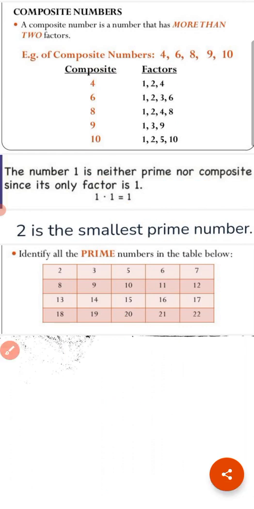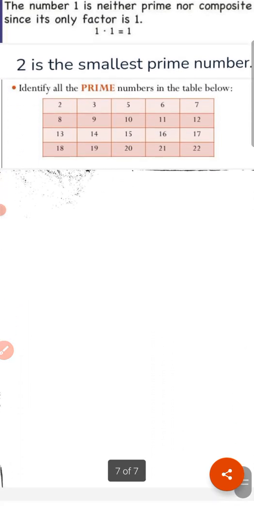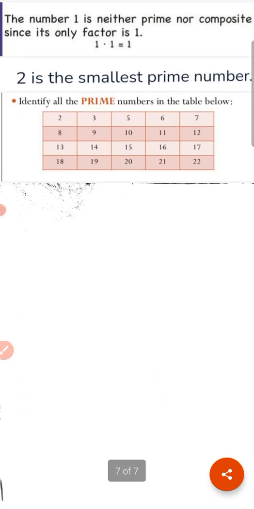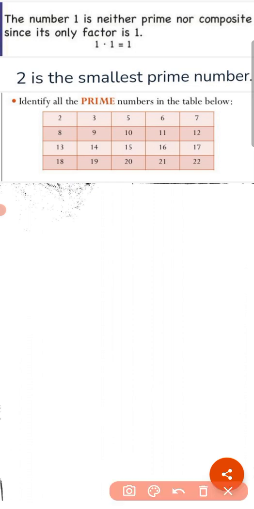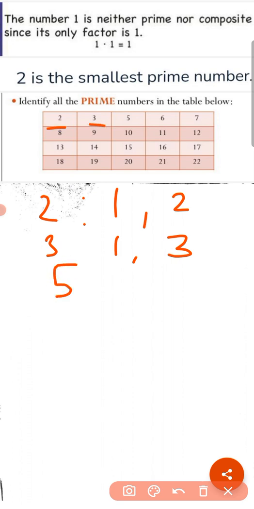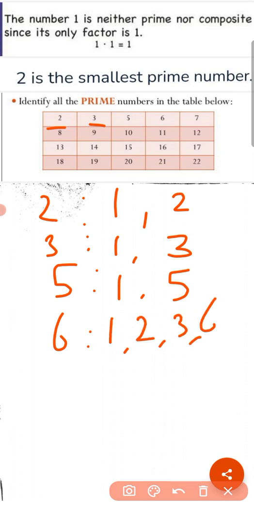Now let us do the given question, children. Identify all the prime numbers in the table below. The first number, 2. 2 has 2 factors, 1 and 2. Next 3. The factors of 3 are 1 and 3. Next 5. The factors of 5 are 1 and 5. Next, the factors of 6 are 1, 2, 3, 6.